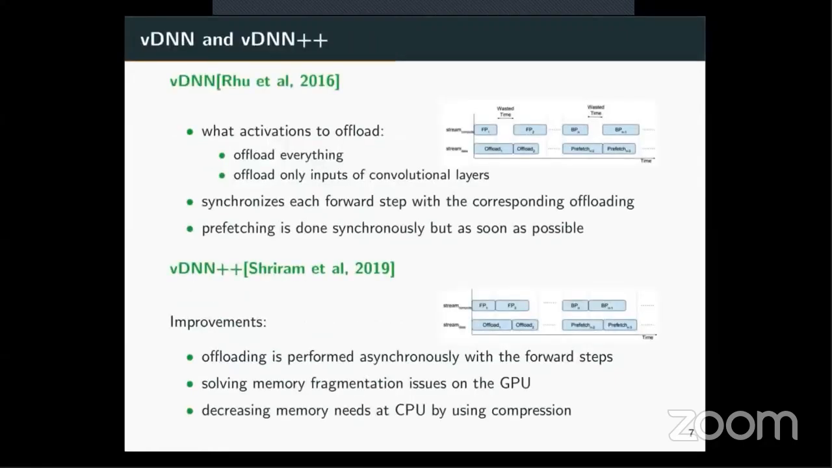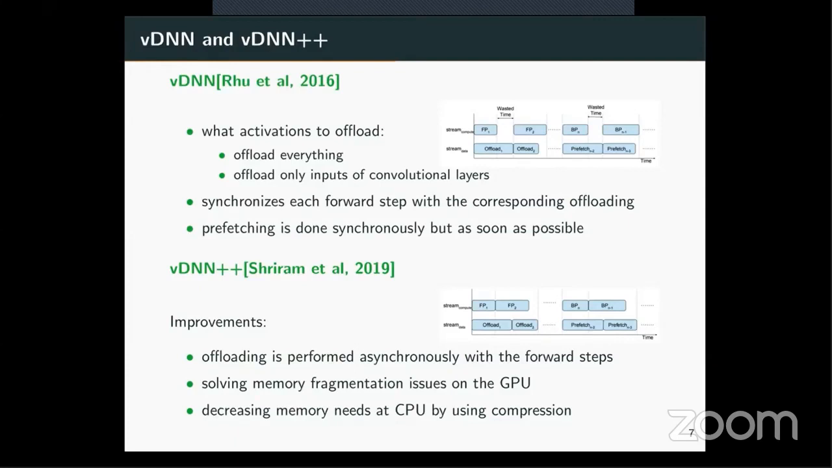The idea of offloading was first introduced in vDNN and developed by people at NVIDIA. Here they apply a straightforward strategy to decide which activations should be offloaded. They either offload everything or they offload only inputs of convolutional layers. It could potentially impose some unnecessary idle times, as the computational operations are synchronized with the communication operations, as is illustrated on the image on the right.